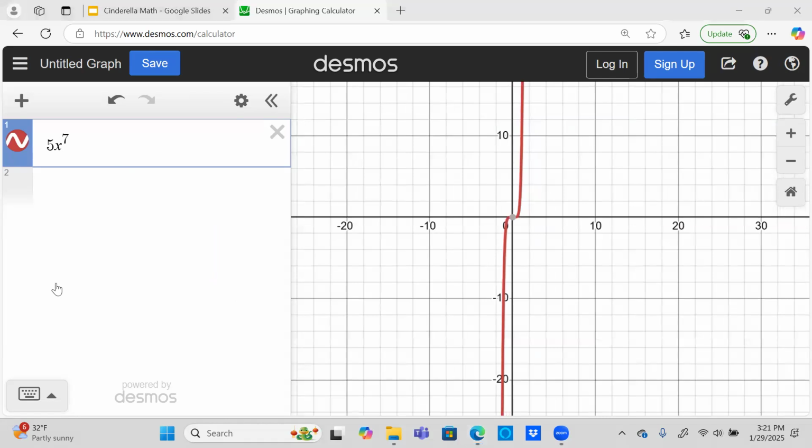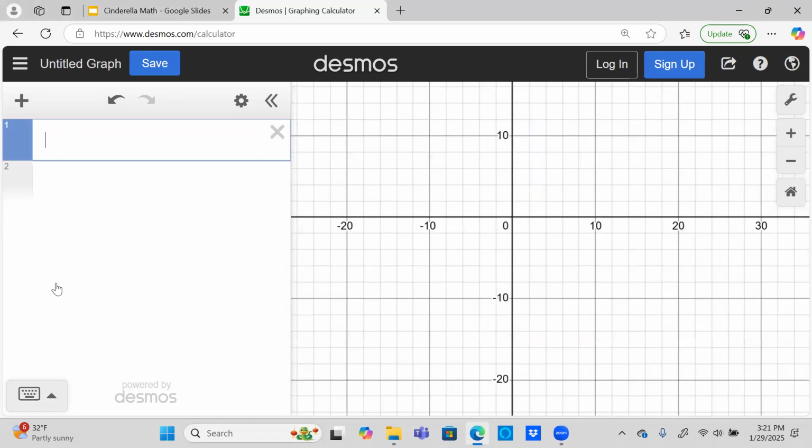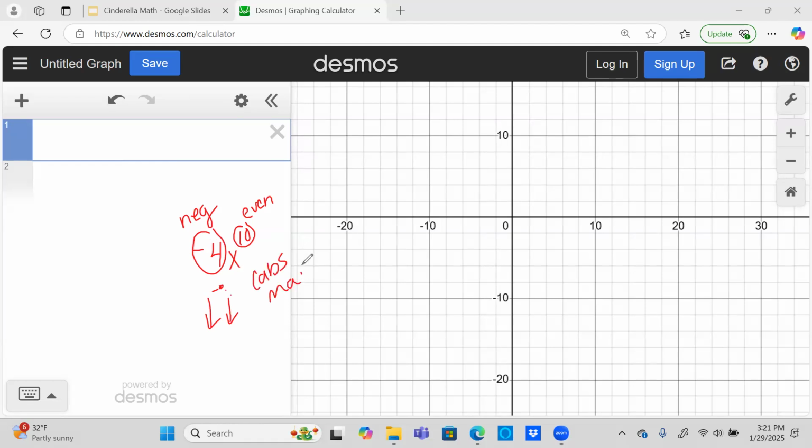Okay, but one more. What if we change that to negative 4x to the 10th? That's even with a negative coefficient, leading coefficient. So that's going to go down, down. But again, not all your days can be bad. So at some point, you're going to have a good day. And this, I believe, will have an absolute max. Let's see if my hypothesis is correct.